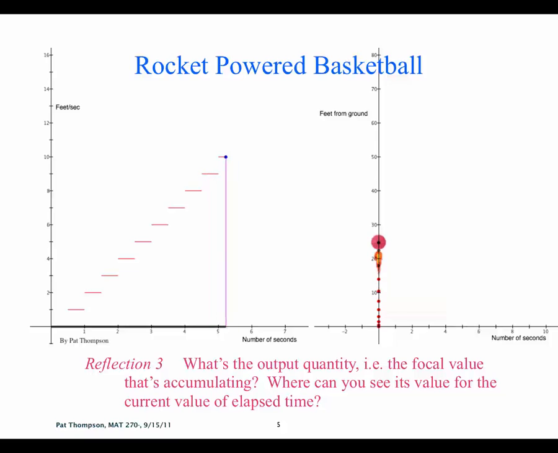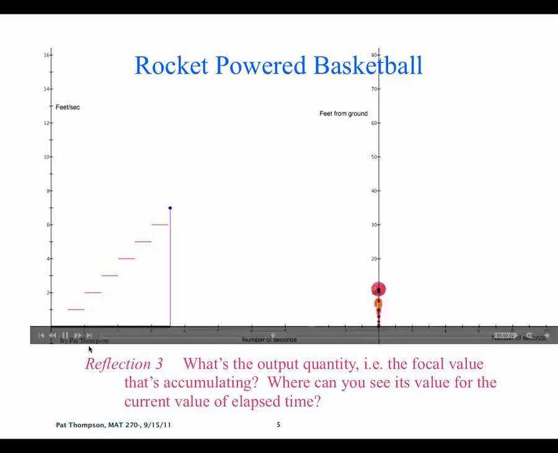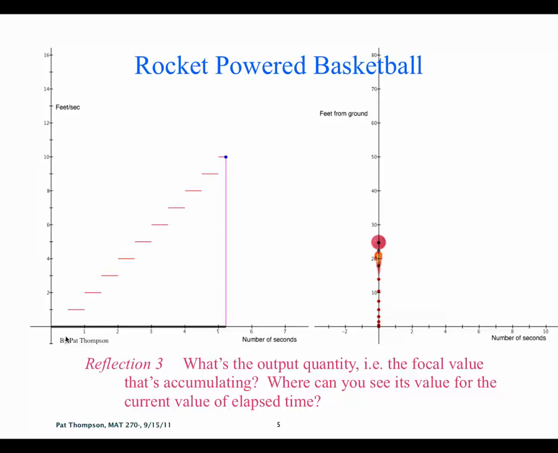All right, what's the output quantity, i.e. the focal value that's accumulating? Okay, feet from the ground, which is a measure of height, right? Height, feet from the ground, height. And where do you look to see its value for the current value of elapsed time? Y-axis of the right graph. Okay.